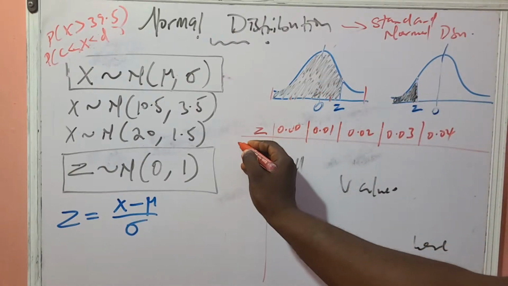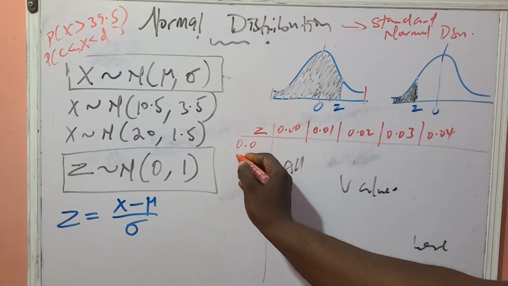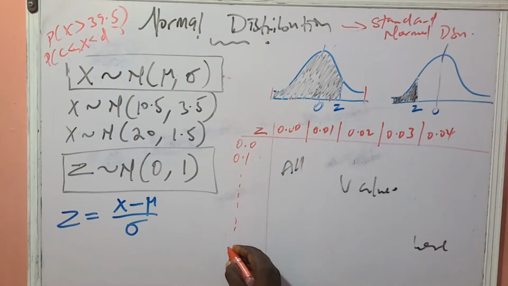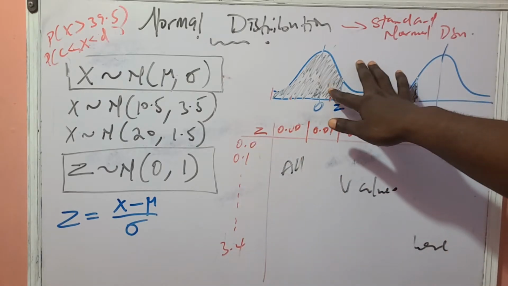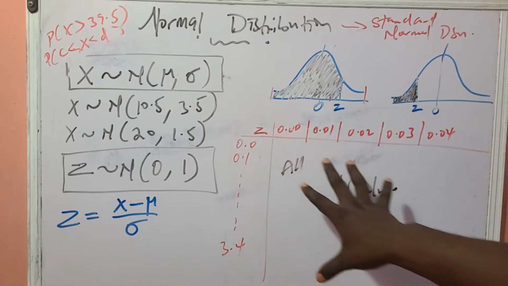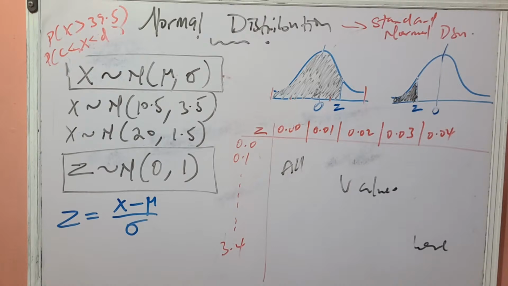It started from 0.0, went on to 0.1, then went on and stopped at 3.4. You should be able to see that in the table I sent to you. So you can see that we have positive values. Obviously, this is the positive Z table. All the values inside this space are areas under the curve, and you can say in a different way, they are all probabilities.